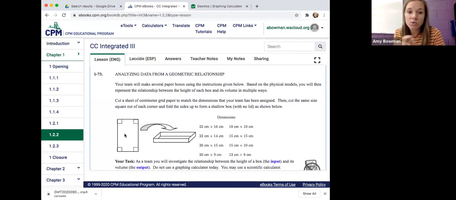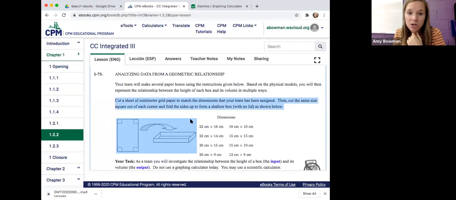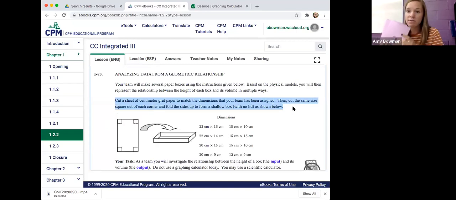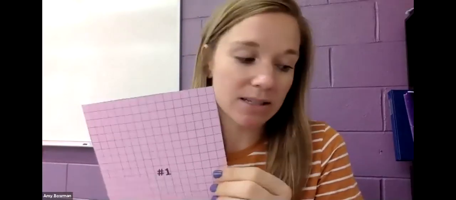So it says to cut a sheet of centimeter grid paper. So I will show you, I've got lots of centimeter grid paper. And I'm just gonna explain this to you guys without sharing. So what this problem says, you could even pause and read through the problem if you want, just so you have a better view of it, but I'm gonna kind of just break it down for you now.